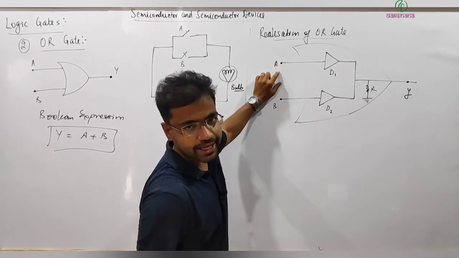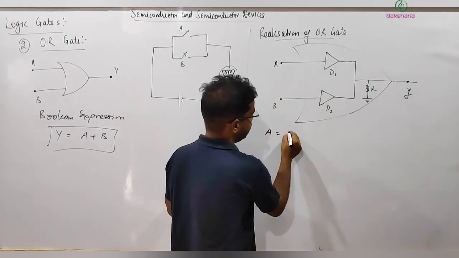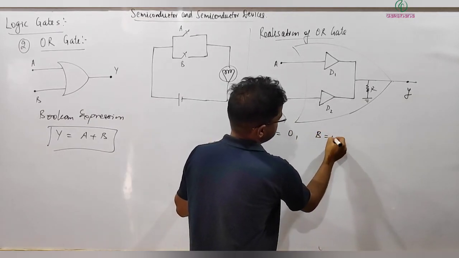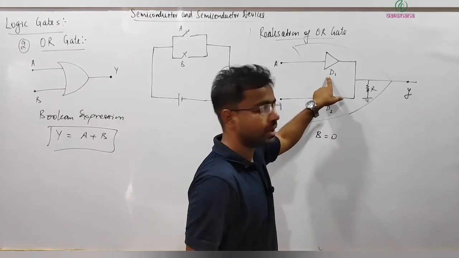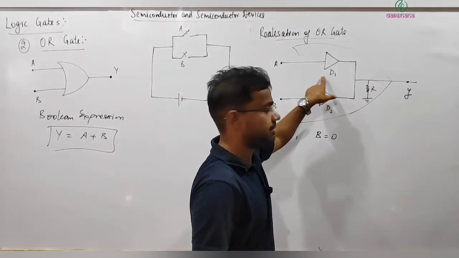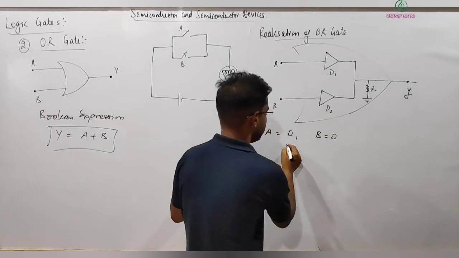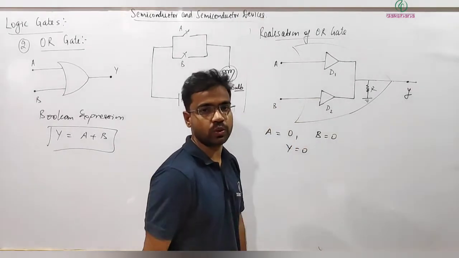So when A is, let's say, 0 and B is 0, this means diode 1 is not allowing, reverse biased, not allowing. What will we be getting here as output? You can get Y output will be 0.